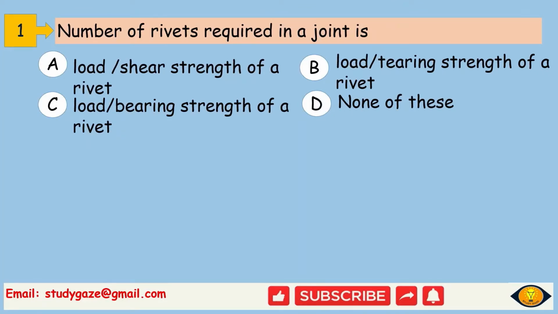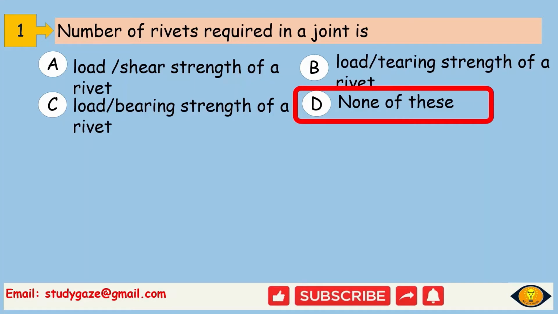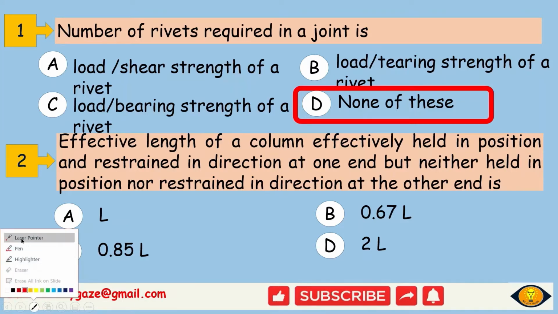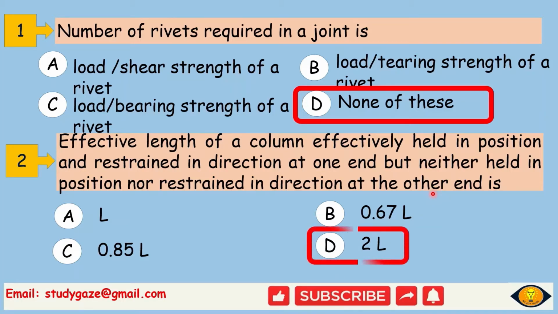Number of rivets required in a joint is... The correct option is none of these. Next question: effective length of a column effectively held in position and restrained in direction at one end but neither held in position nor restrained in direction at the other end is. The correct option is D, 2L.